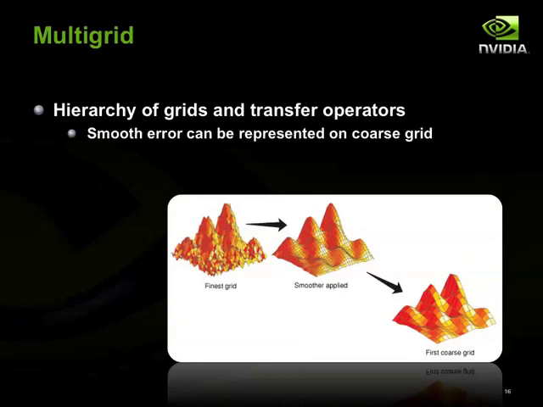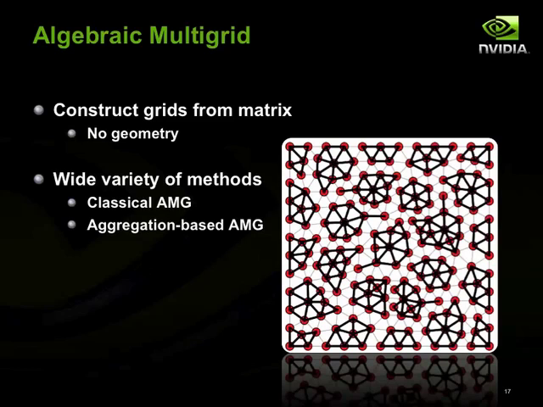What is known as algebraic multigrid is where I just have a matrix. Usually it's an unstructured grid, but I just have a matrix, and from that matrix alone, I want to build a hierarchy. So I don't have any geometric information here. I just have a matrix. I can interpret it as a graph. And the way I might build a coarser grid is to take this matrix and just aggregate different components together. So what you see here is, the little clusters are going to be my coarser grid values.